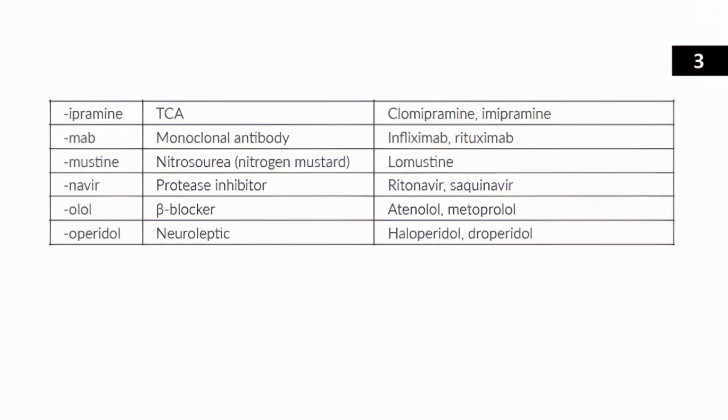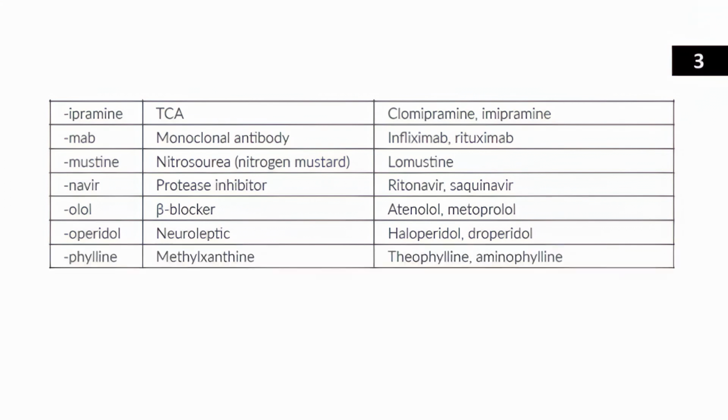Operadol are another type of neuroleptic, like haloperidol and droperidol. We said that azine was a suffix for phenothiazine neuroleptics, like chlorpromazine. Well, haloperidol is a different chemical class of neuroleptics. Phyllin are the methylxanthines like theophylline or aminophylline.